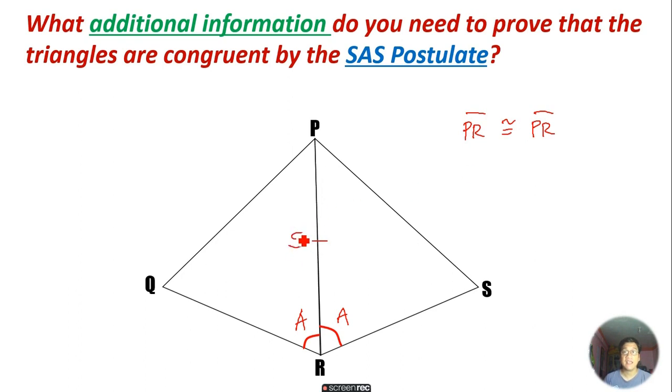Now, take note that in SAS, the angle must be between. So I am not going to get this side, QP, and then SP, because that will not include the angle. So I'm going to get this side. That would be QR is congruent to SR. So SAS, we're now complete. So that's how we determine the additional information that is needed.